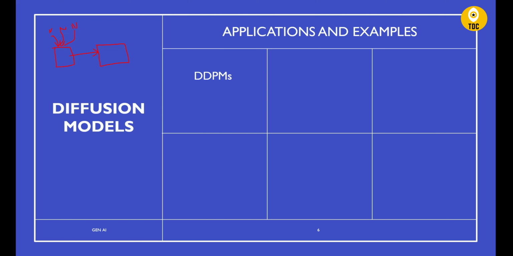And what are the different examples? We see DDPMs, that is, denoising diffusion probabilistic models. These are mostly used in image synthesis, where DDPMs have been used in generating high quality images from noise. They work by gradually denoising random noise vectors to create a coherent image, right?